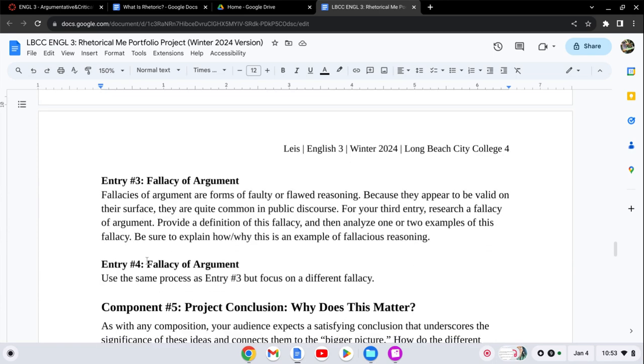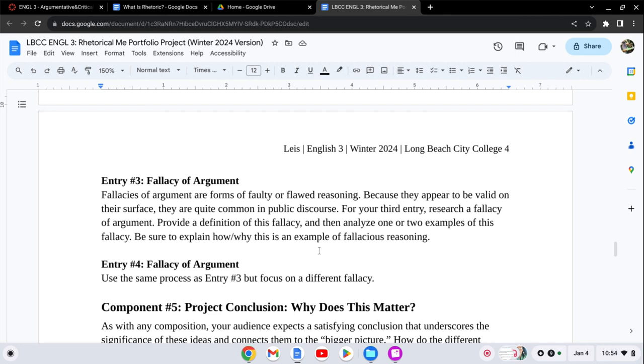Entries 3 and 4 are each going to focus on different concepts, but it's the same process for each of those. For entry 3 and entry 4, you're going to define a fallacy of argument. Fallacies of argument are forms of faulty or flawed reasoning. Because they appear to be valid on their surface, they are quite common in public discourse.